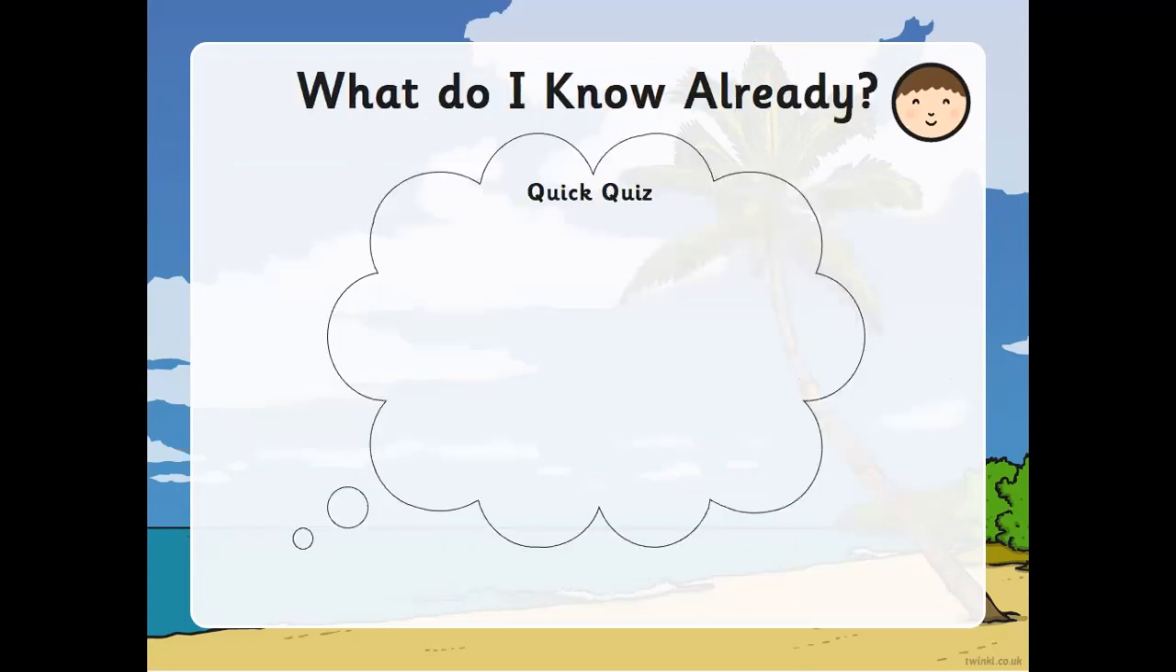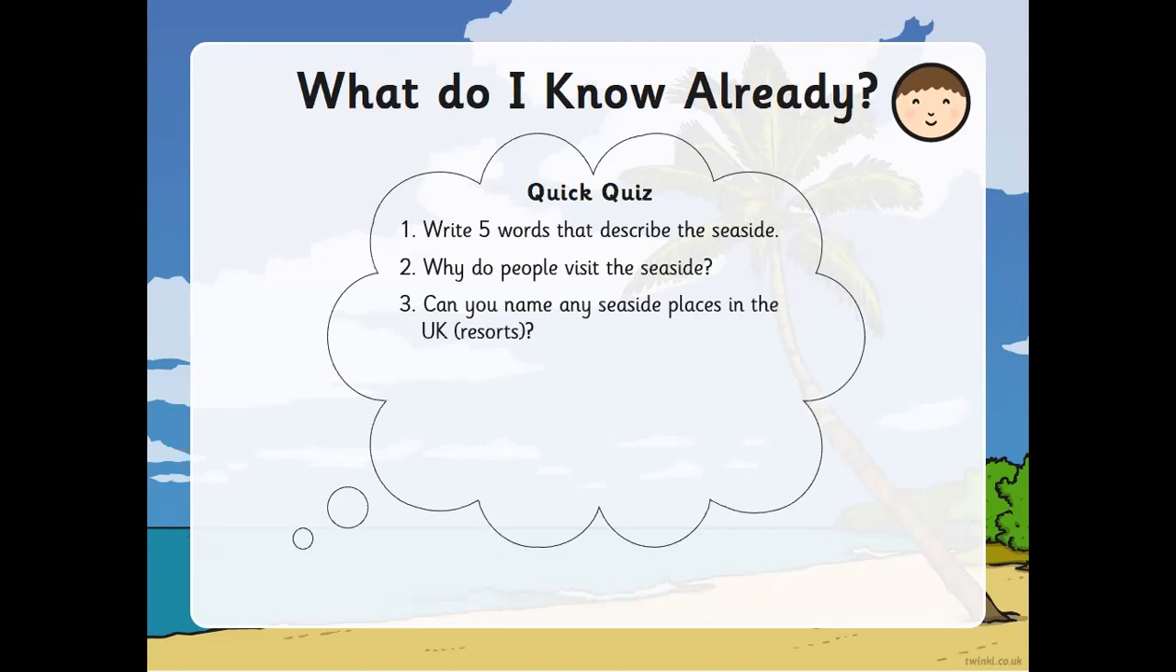So I'd like to see what you know already. Here is a quick quiz. You can just jot down some of the answers to these questions on a piece of paper or in your book. The first question, can you write 5 words that describe the seaside? For example, the blue sea. Number 2, why do people visit the seaside? Number 3, can you name any seaside places in the UK?